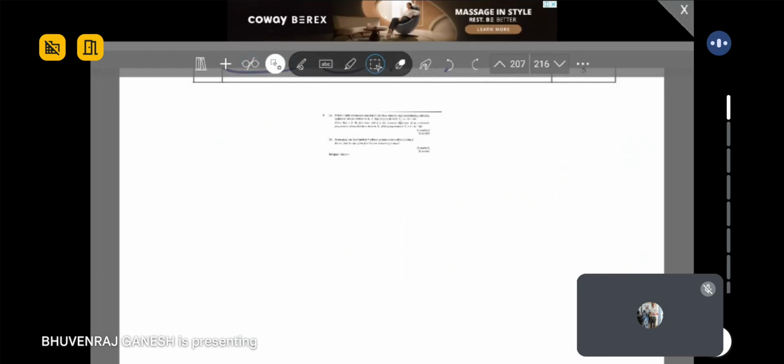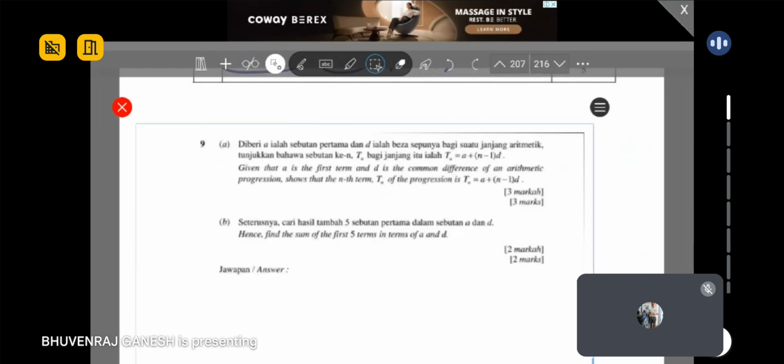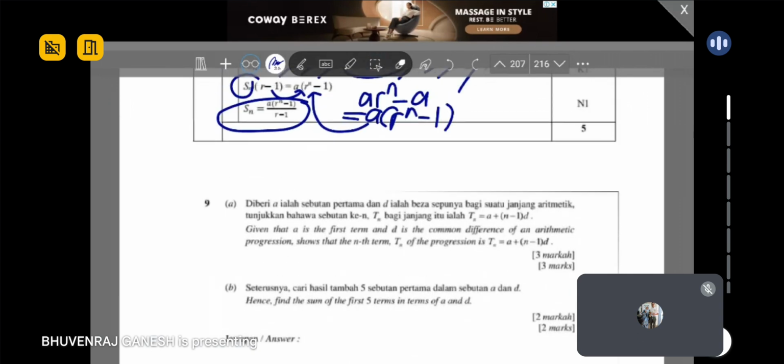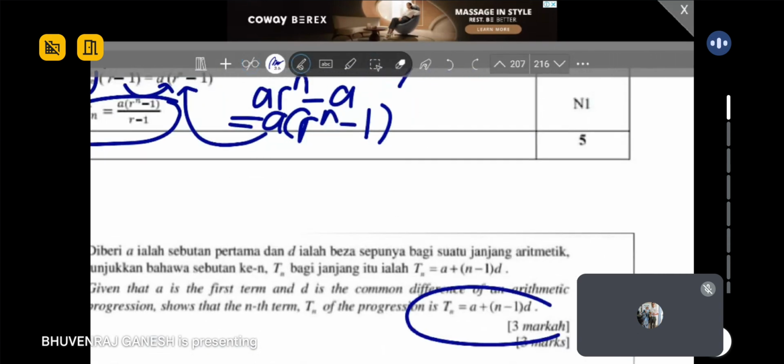Okay, so got third type also. Okay, yang ketiga pula. Okay, so the third type is they ask you to prove this formula now. Tn equal to A plus N minus 1D. So guys, just now, Tn we saw for geometry. Am I right? Okay, janjang geometry. Kita buat kesimpulan secara induktif. Inductive conclusion method. So guys, kamu rasa untuk formula ni pula, macam mana konsep kita nak buktikan yang ni? Cuba bagi tahu. What is the concept we use to prove this formula? Tn equal to A plus N minus 1D.